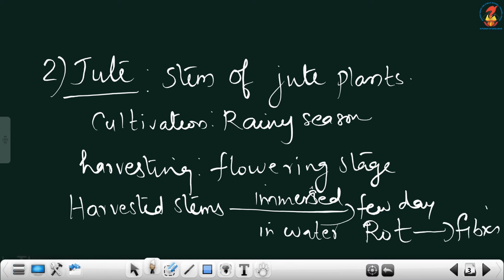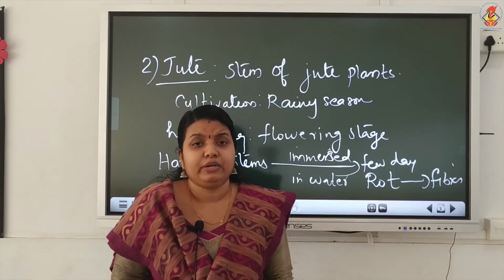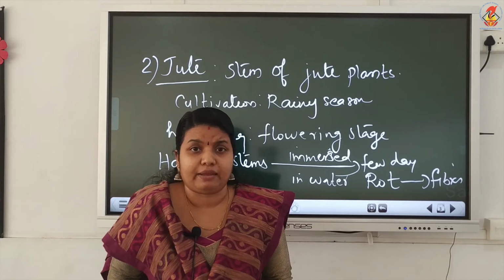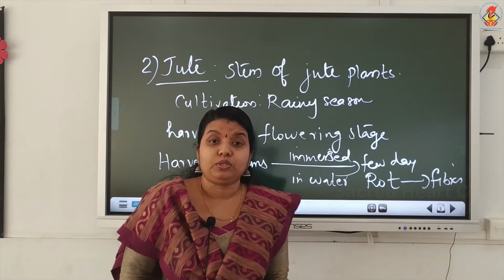Okay, so the harvested stems are completely submerged in water for a few days. Then the stems rot and fibers are separated by hand. So that's how you get jute fibers.